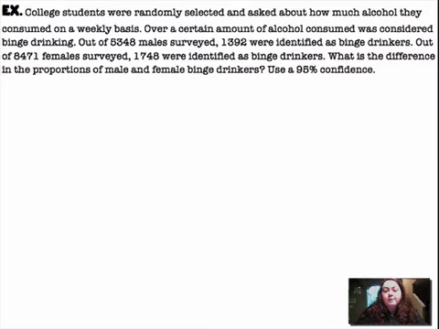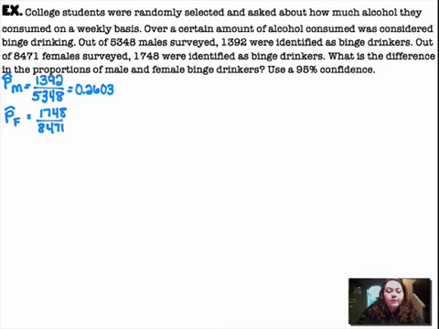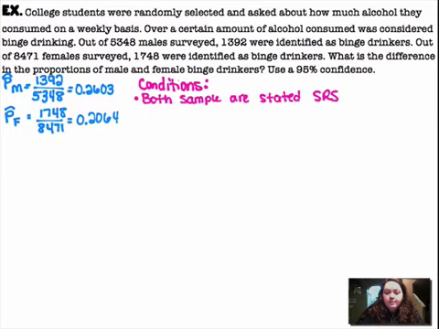Use a 95% confidence. So, our p hat for males is 1,392 divided by 5,348, which gives us 0.2603. The p hat for females is 1,748 divided by 8,471, which gives us 0.2064.